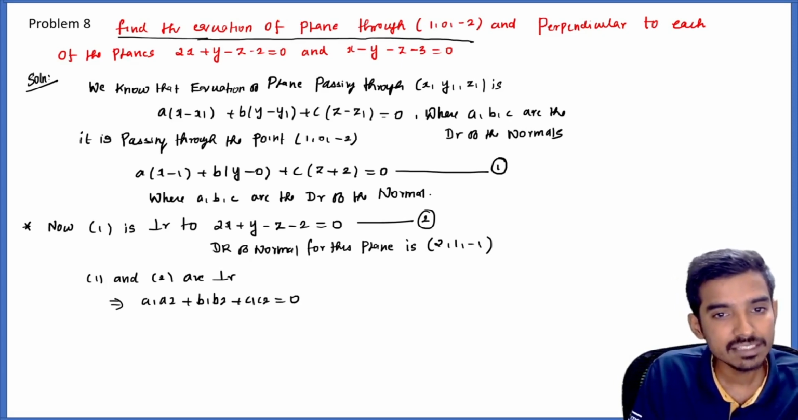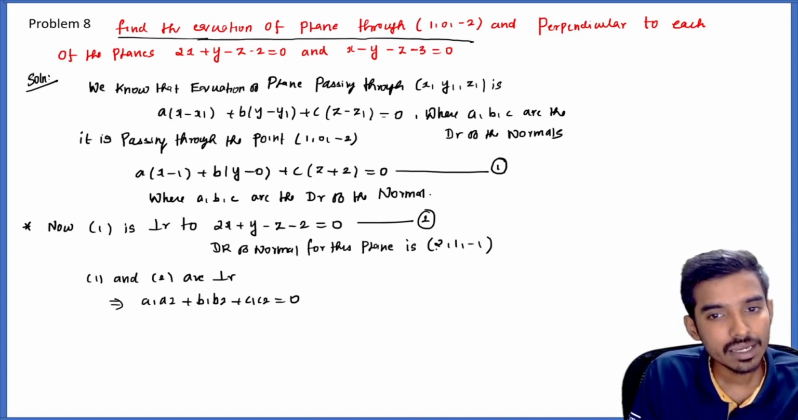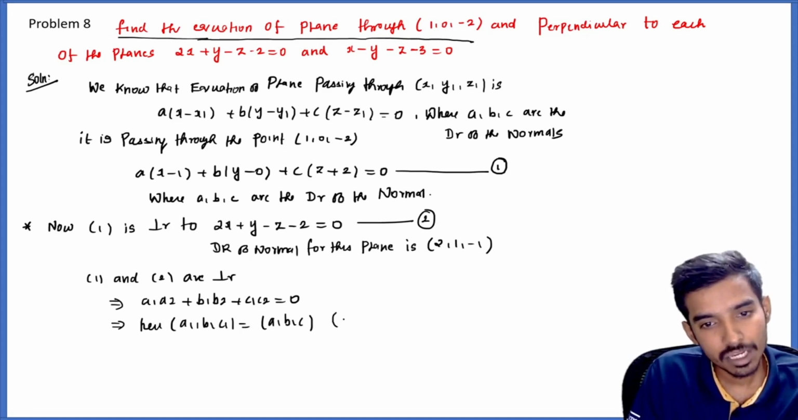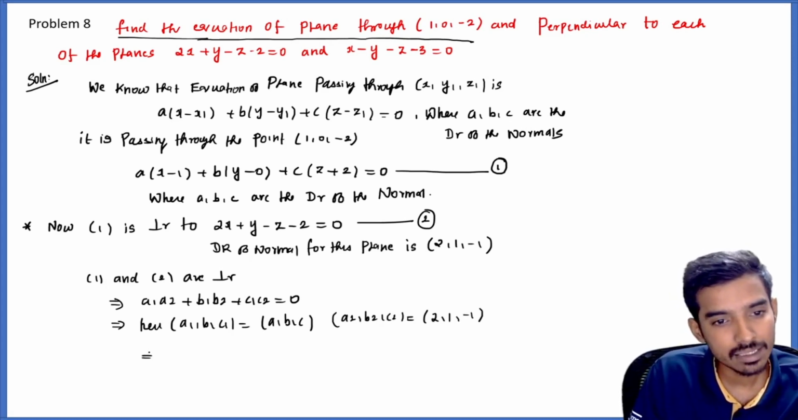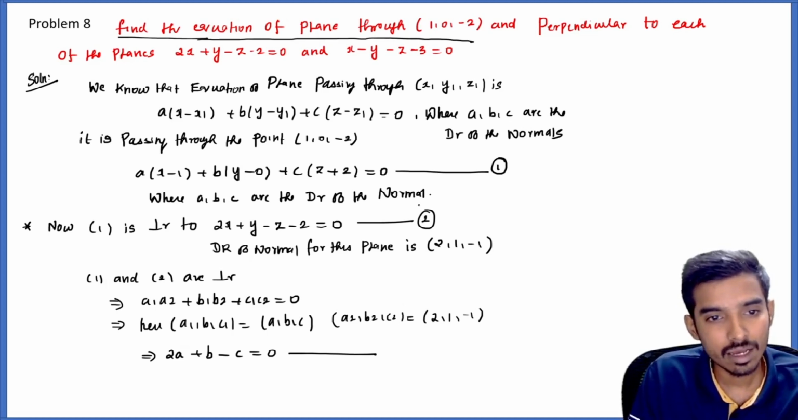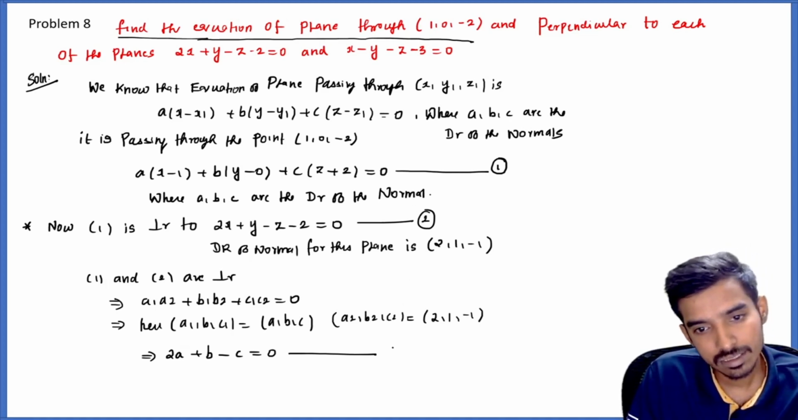Now, a, b, c is the direction ratio of the normal. Here 2, 1, -1 is the direction ratio of the normal, right? That is, here a1, b1, c1 is a, b, c, and a2, b2, c2 is 2, 1, -1, and these two are perpendicular. This implies 2a + b - c = 0. Call this as star, right?